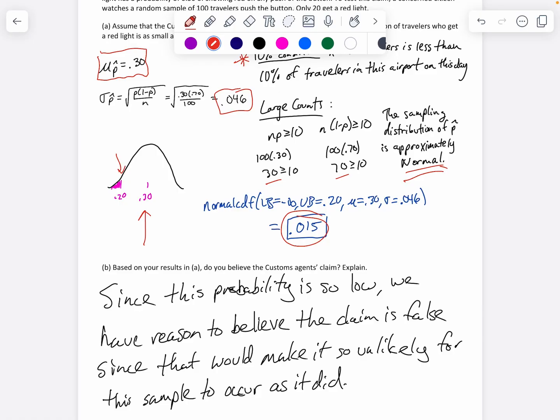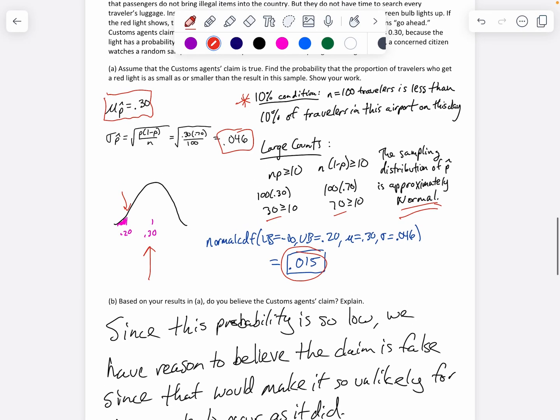If something only happened 1.5% of the time, right? We probably would not be very confident in that result. So the probability is really low, meaning assuming 30% was true, our result of getting 20 out of 100, or even rarer than that, only happens 1.5% collectively of the time. So since that is so low, we're starting to maybe think that the customs agent's claim about 30% is not true, because we saw it happen.